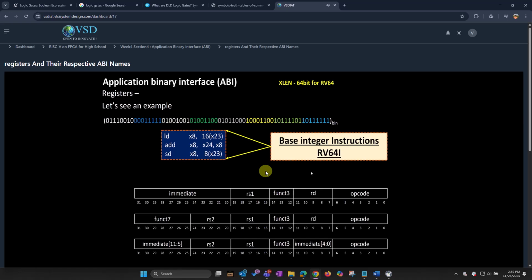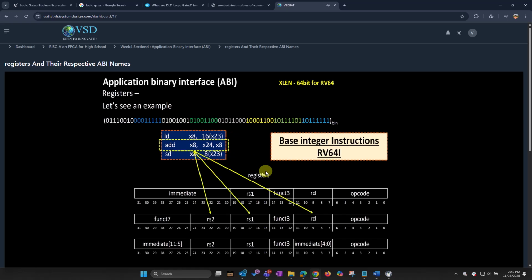So any CPU core which wants to implement these instructions will be called an RV64I CPU core, and it needs to implement at least the 47 base integer instructions, out of which I'm showing you 3 at this point of time. So these kinds of instructions are called the base integer instructions.